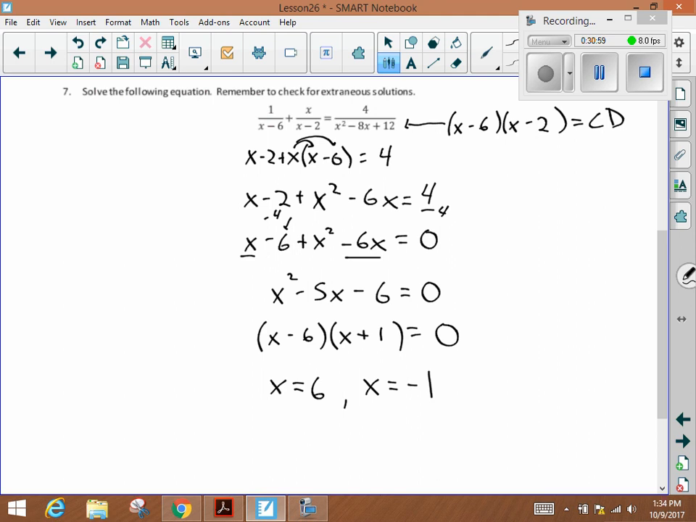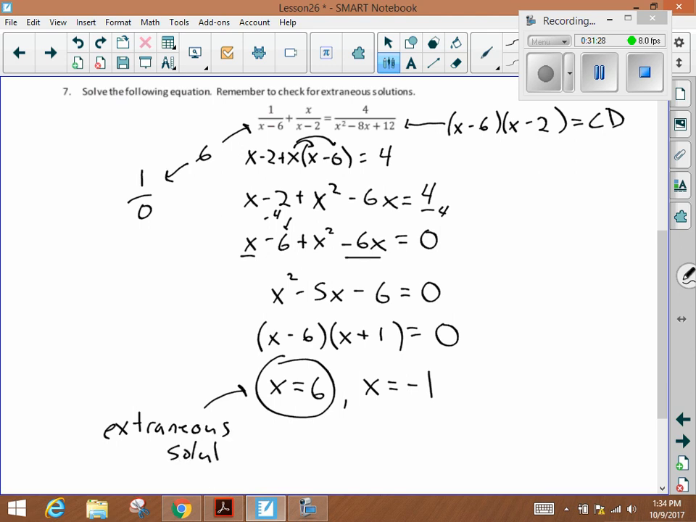I need to go back and check to see, will any of these give me 0 if I plug them back in, right? So if I plug x equals negative 1 in here, I'm good to go, right? But if I plugged that 6 in there, I would wind up with 1 over 0. So we have to say that this guy right here is an extraneous solution. And thus, even though we found two solutions, this is our only solution. So this is the only solution.